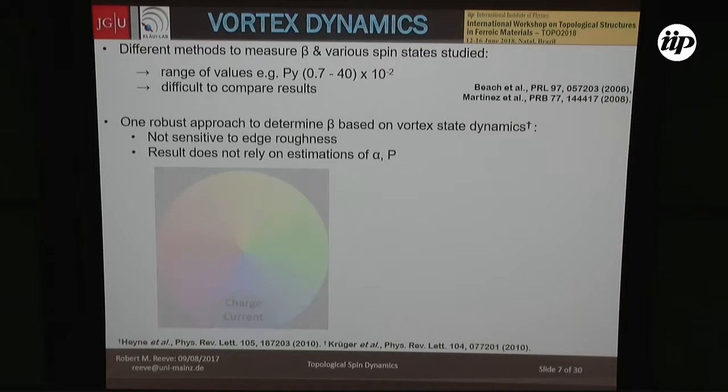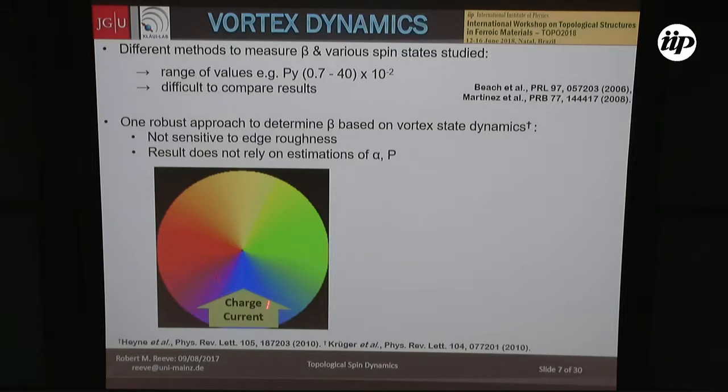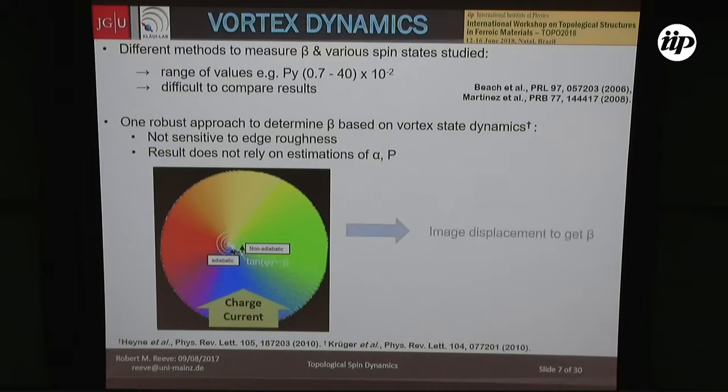So what we have is we start off with a vortex state, as shown here. We apply a charge current, and as we do that, the core will gyrate and eventually reach a new equilibrium position. And the direction in which it goes depends on these non-adiabatic and adiabatic components. So if we can use a technique to image this displacement, we can get the value of beta.